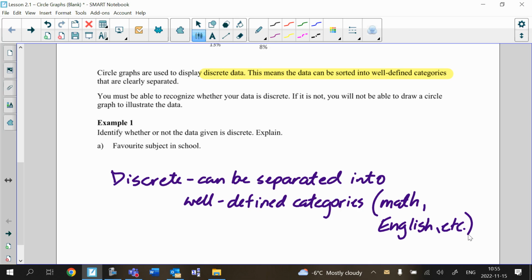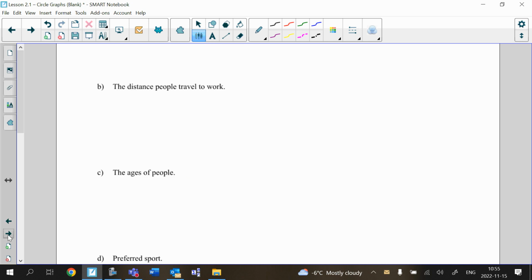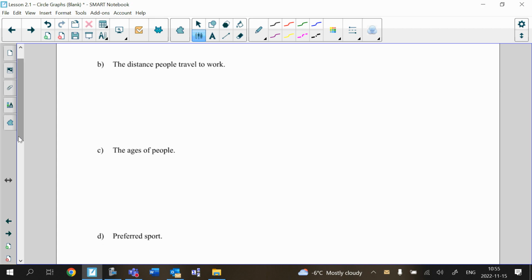How about the next one? The distance people travel to work. It would be continuous, which is the word we use when it's not discrete, because you can't separate these into well-defined categories. You could, like if you said, say, 0 to 10 kilometers, and then 11 to 20 kilometers, it's possible to do it that way.